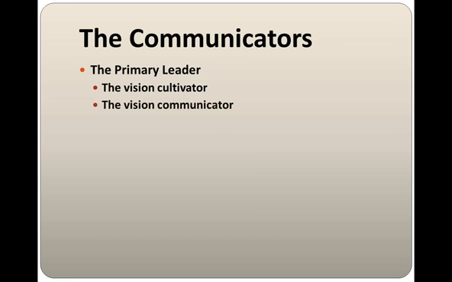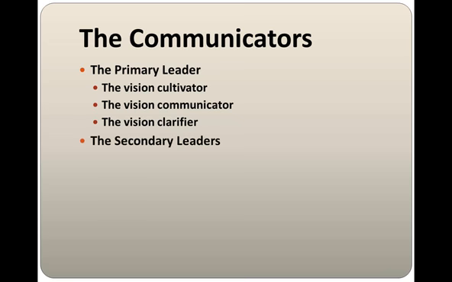Secondly, he is going to be the vision communicator. He is going to keep the vision before the people and find fresh, new ways to communicate the vision. So you're always going to be finding ways to recast it, to make it fresh and exciting, motivational. You're not going to let it grow stale. The third primary duty of the primary leader is he is the vision clarifier. He rethinks the vision, refines the vision, repackages the vision, and applies it to the ministry.